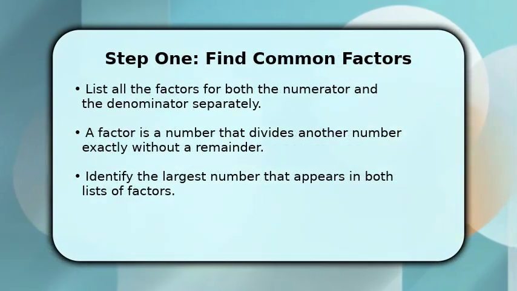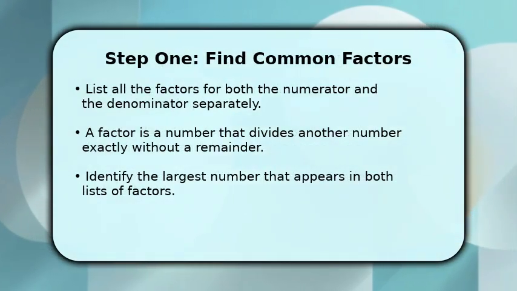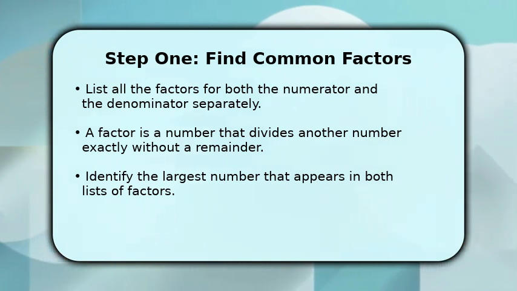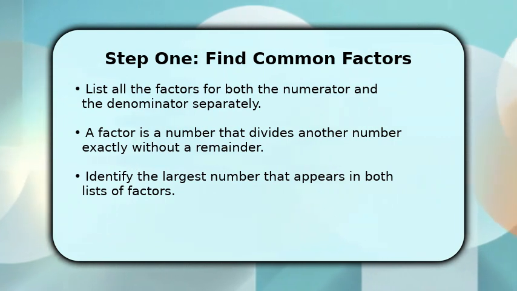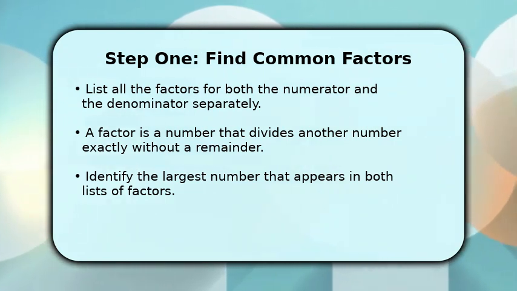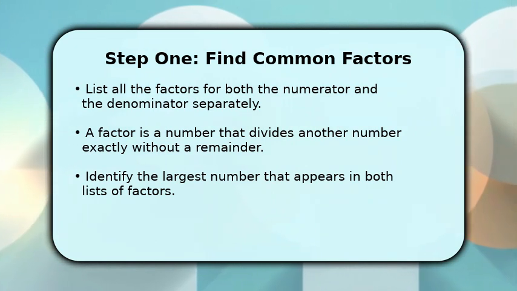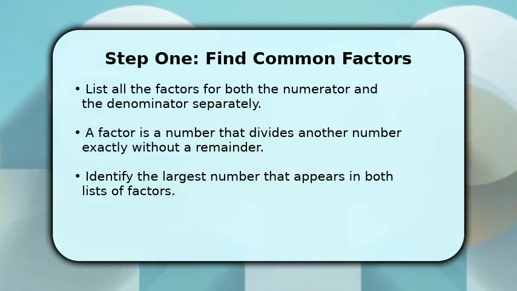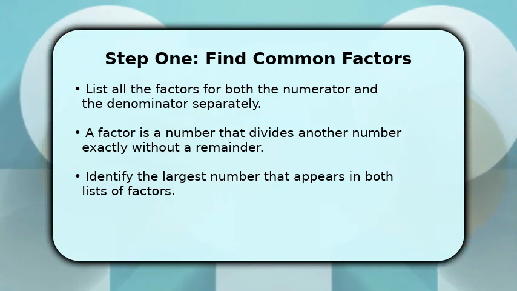The first step is to find the common factors. Take your fraction, for example, 6/12. List all the factors for 6: 1, 2, 3, and 6. Then list all the factors for 12: 1, 2, 3, 4, 6, and 12. Now identify the largest number that appears in both lists. In our example, the greatest common factor for 6 and 12 is 6.